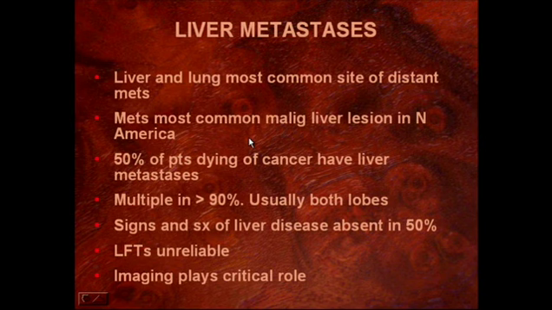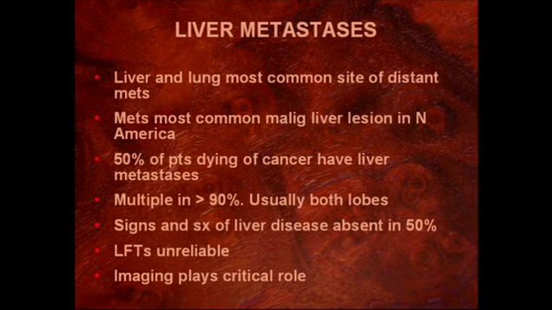So we've talked a little bit about liver metastases also. Now let's focus on that. The liver and the lung are the most common sites of distant metastases. Mets are the most common malignant liver lesion in North America. 50% of patients who die of cancer and have their livers examined at autopsy will have liver metastases.